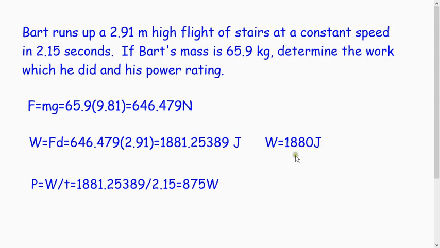And then when we go to find power, we are going to use the entire work amount divided by the time, which it tells us is 2.15 seconds. This is our final answer, so I'm just giving the answer here to 3 significant figures, and it ends up being 875 watts. Again, remember here that W, watts, is the unit for power. This W over here is the variable for work in the equation.